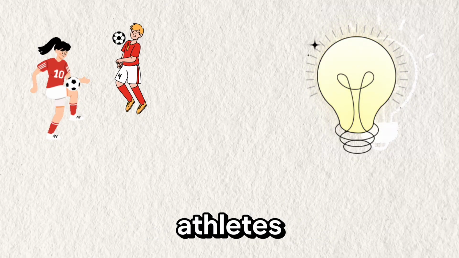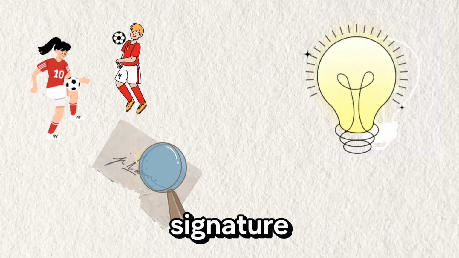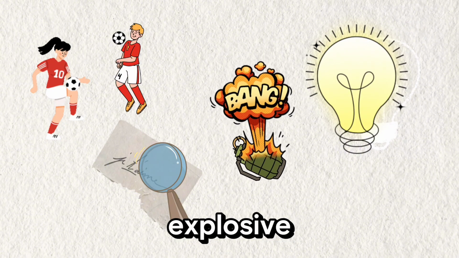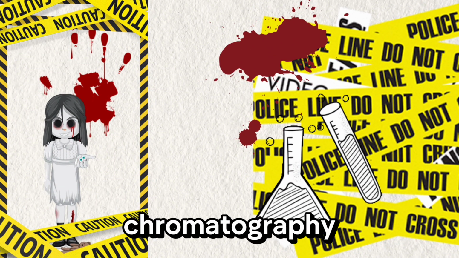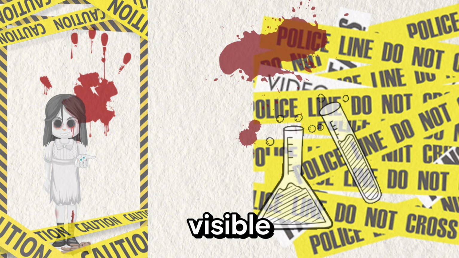For your information, real cases where chromatography helped include detecting drug use in athletes, identifying forged signatures, and analyzing explosive residues. It's not just TV. Chromatography really helps solve real crimes. In forensic science, every detail matters. Chromatography helps make those details visible.